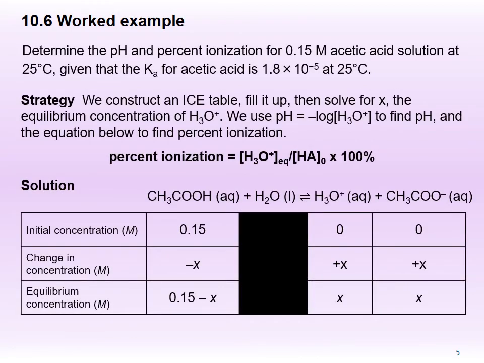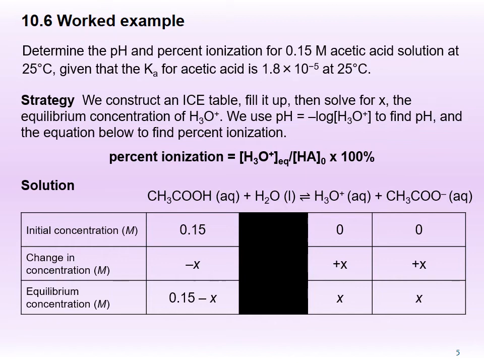Here is an example. Determine the pH and percent ionization for 0.15 molar acetic acid solution at 25 degrees Celsius, given that the Ka for acetic acid is 1.8 times 10 to the power of negative 5 at 25 degrees Celsius. Recall that acetic acid is a carboxylic acid, so it is a weak acid. If you don't remember this, look at the Ka value. It is smaller than 1, so acetic acid must be partially ionized in solution. That is, it is a weak acid.